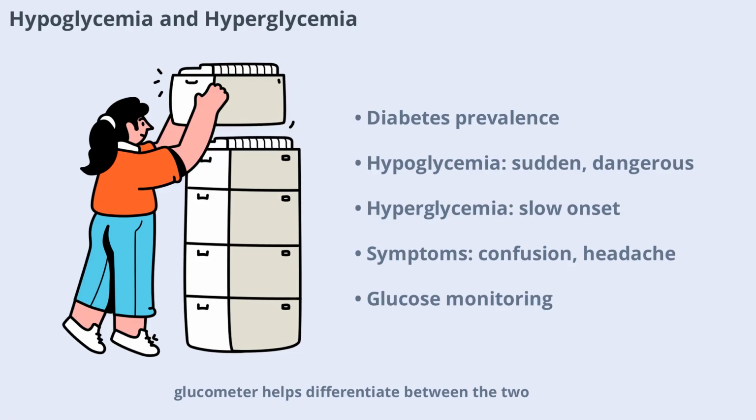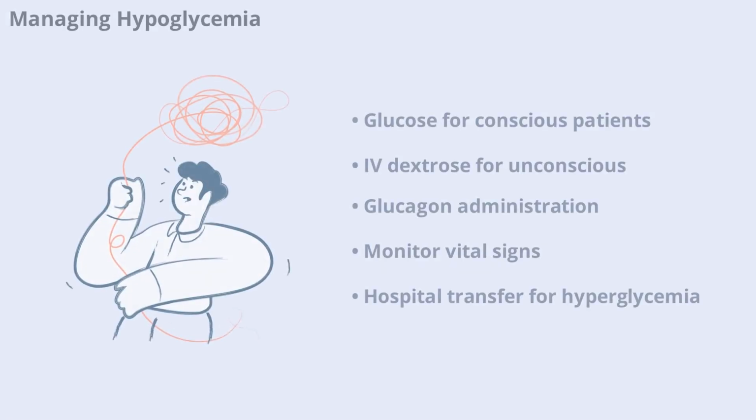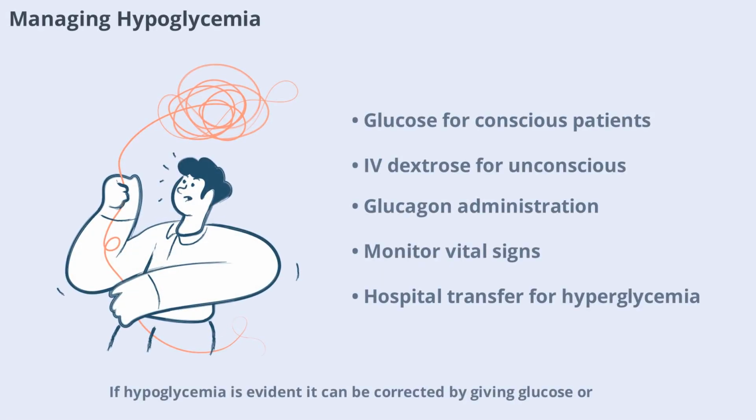Monitoring blood glucose with a glucometer helps differentiate between the two. Prevention involves ensuring diabetic patients do not miss meals before or after dental treatment. If hypoglycemia is evident, it can be corrected by giving glucose or sugar to drink or chew in conscious patients. For unconscious patients, 25-50 milliliters of 50% dextrose should be administered intravenously. Alternatively, 1 milligram of glucagon can be given intramuscularly.